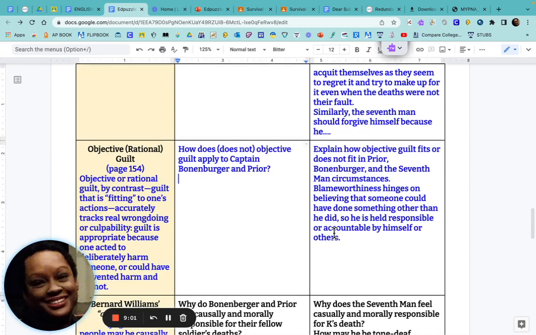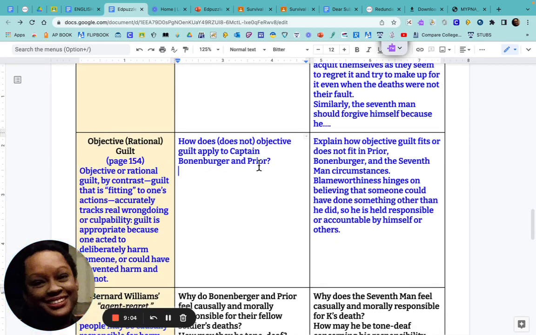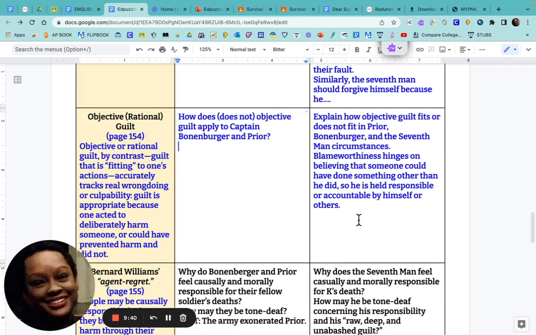So let's see here. I also ask myself questions, or hint, hint, I would like you guys to sort of answer these questions that are here. How does or does not objective guilt apply to Captain Bonneberger and Pryor, and explain how objective guilt fits or does not fit in Pryor, Bonneberger, and the seventh man's circumstances. And you also need to talk about blameworthiness. Please be careful that you talk about blameworthiness. And of course, I had to remember what blameworthiness was, so I had to add it to my notes.